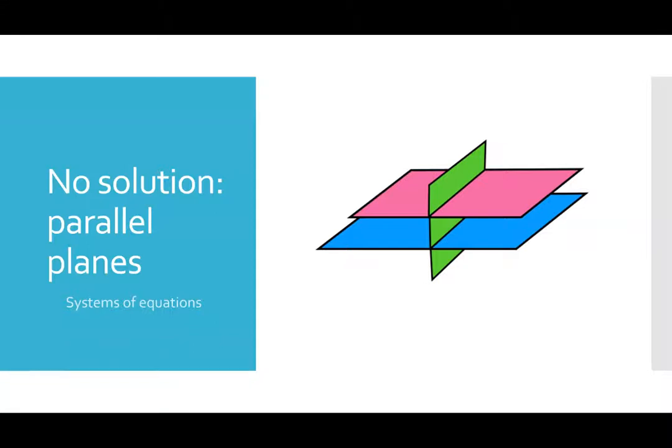In this video on systems of equations, we're going to be looking at our second non-solution system. This is where we have two parallel planes, and then a third plane intersects those two along two separate lines. Because we don't have all three planes intersecting at the same point or along a line, this is a non-solution system.